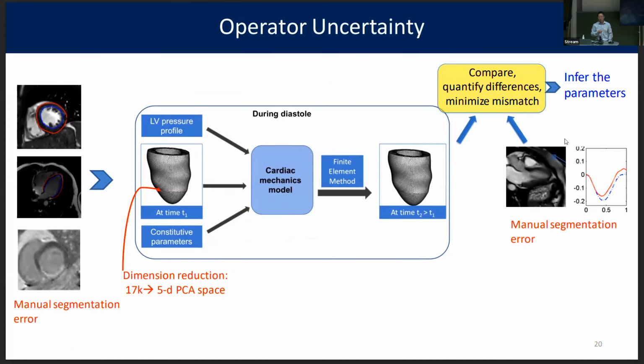So the last part is operator uncertainty. As I said before, our models are constructed by operators. It's manual reconstruction, manual segmentation, so there are a lot of errors introduced by the operator. First is the reconstruction part, where we have the manual segmentation error. Also in the measurements, on the right side, we are trying to calibrate the models, so we need to measure the volume and the strain, and there will also be errors. And finally, we have the dimension reduction error that is introduced by the PCA, for example, here.